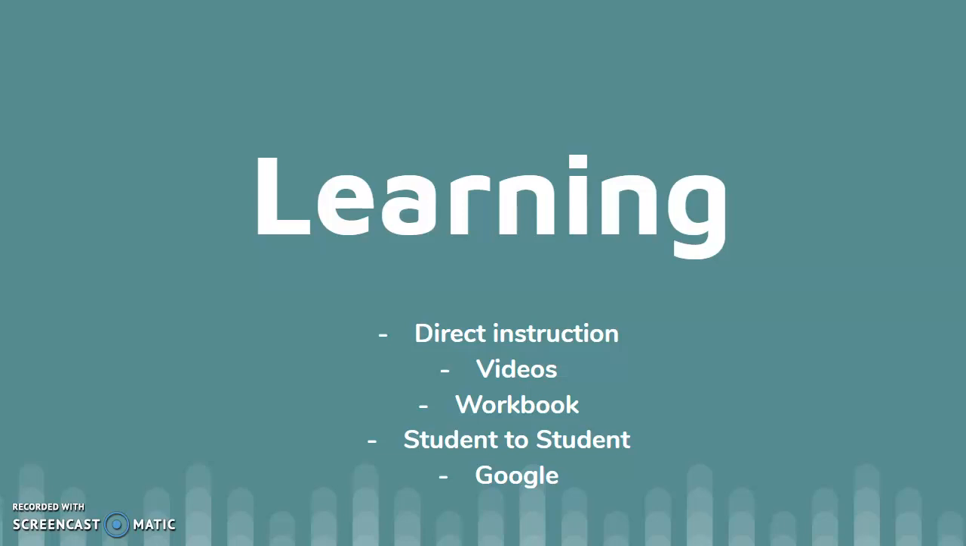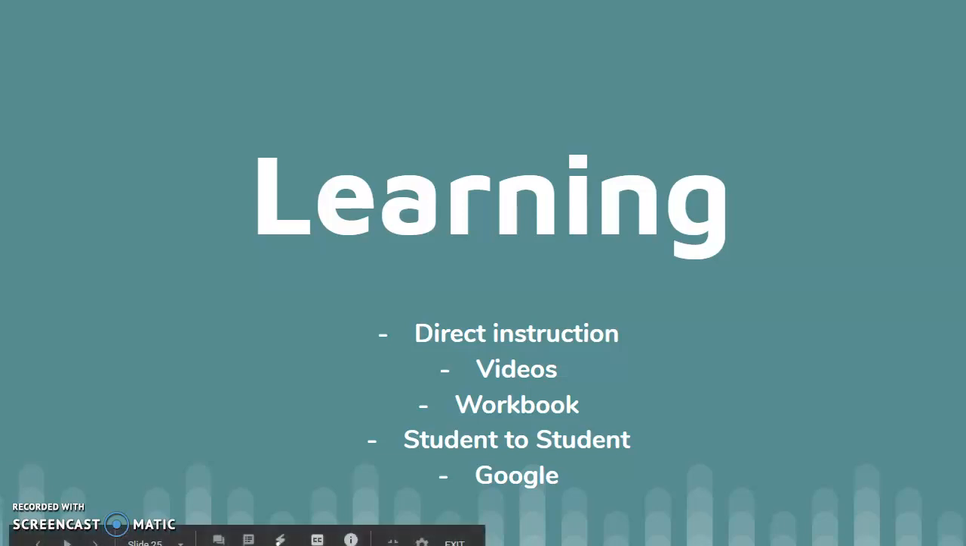You can also utilize other students who have already mastered that skill. Maybe they're a little bit ahead. They can work with students to help teach the new skill. And also thinking about Google. Very, very often, that's how adults learn things. And so Google can be a great way for students to learn. However, that might lead to a video, which is okay too.